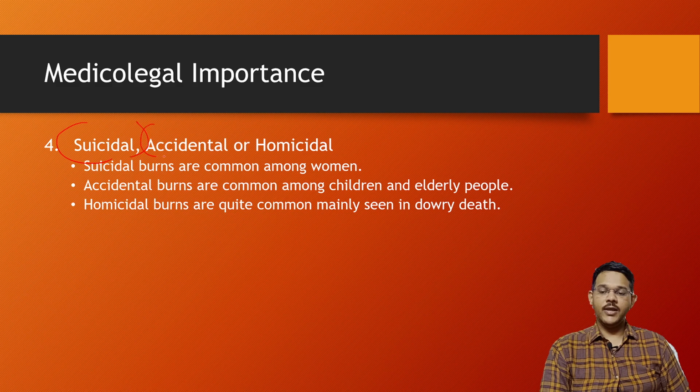Then we have to differentiate whether the burns are suicidal, accidental, or homicidal. Suicidal burns are commonly seen among women. Accidental burns are commonly seen in children and the elderly, when they accidentally get burns because of falling onto any inflammable objects. Homicidal burns are quite commonly seen in dowry death cases, where women are burned by the family members of the husband.